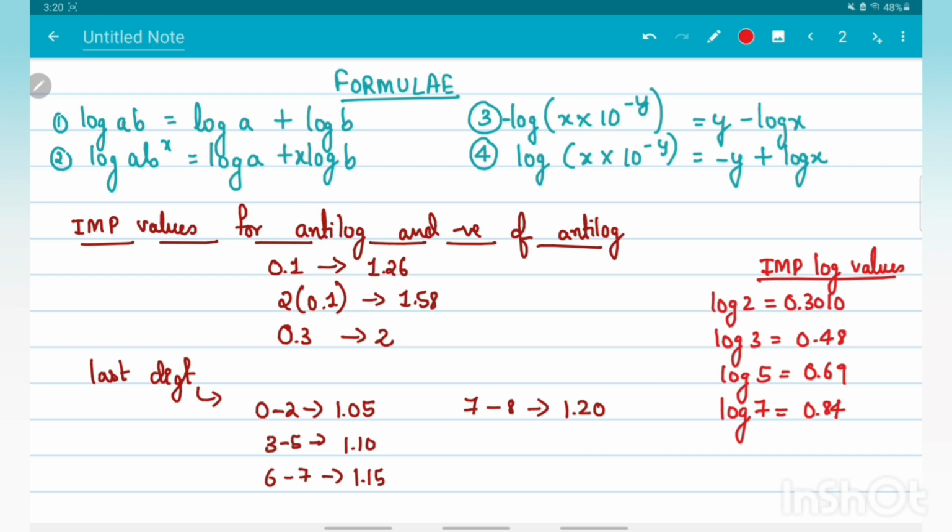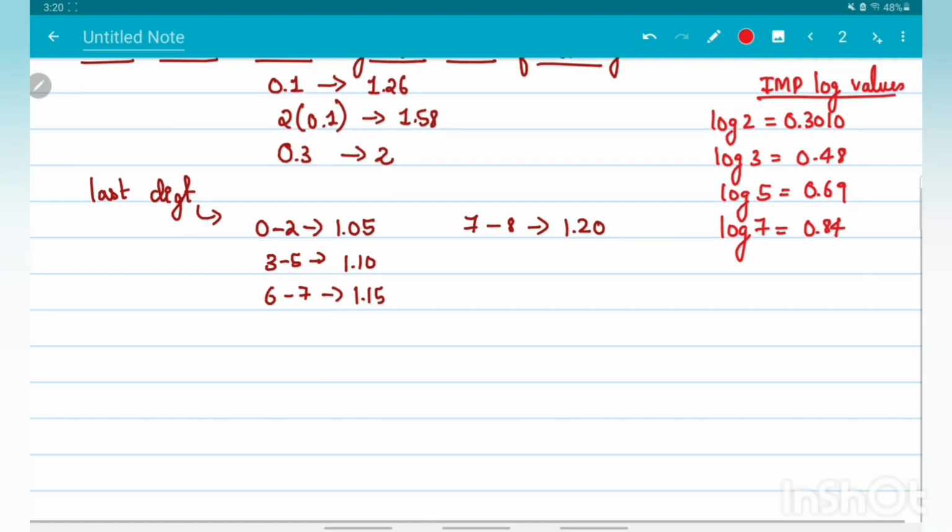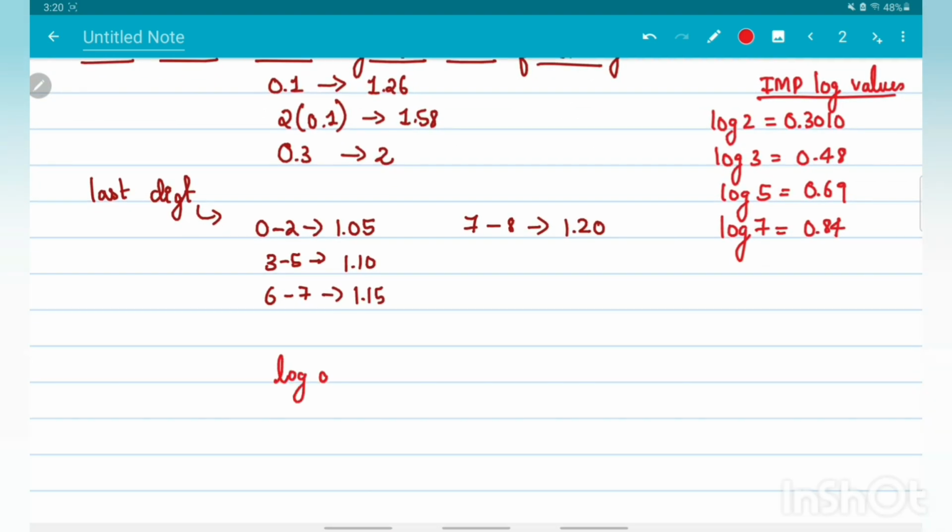So to find the log of any number, you have to know these formulas. You just need to know these formulas and values, and with the help of them you can find the log of any number. So now the formula here says that log a into b is log a plus log b. Then log a into b to the power x is log a plus x times log b. Now here, when you have something like log a into b, you make it as log a plus log b. So it was b to the power x.